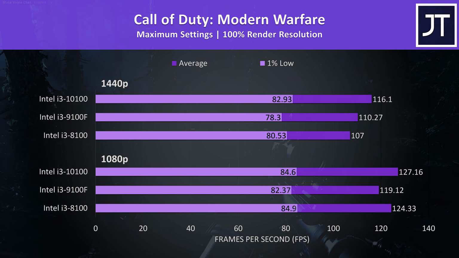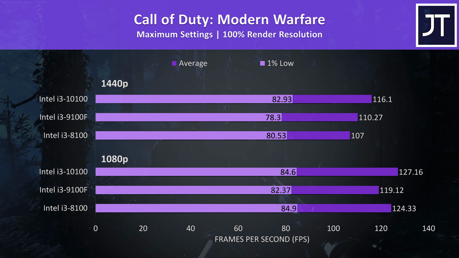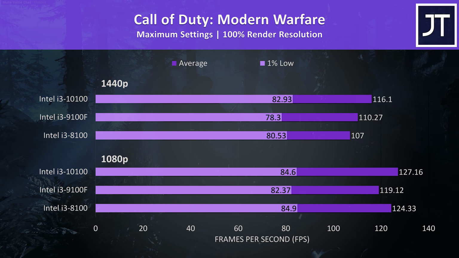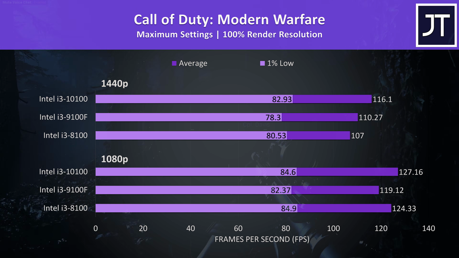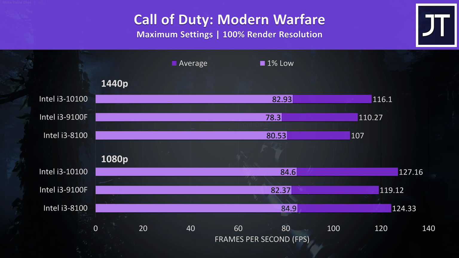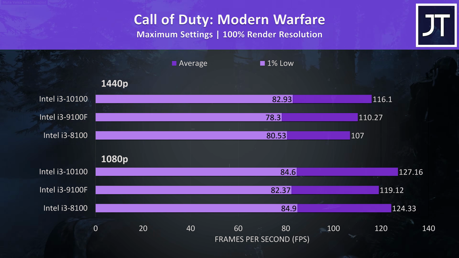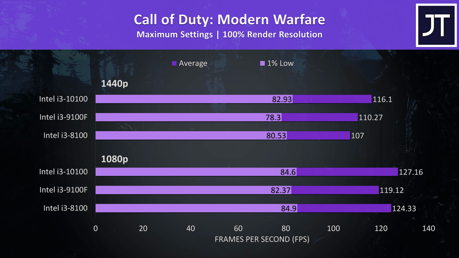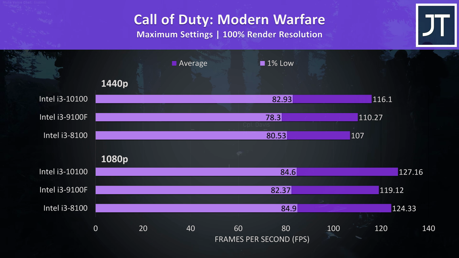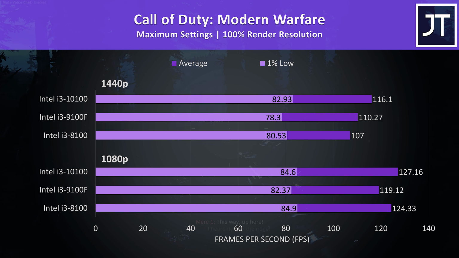Call of Duty Modern Warfare was tested in campaign mode, and at 1080p the results were a little inconsistent, as seen by the 9100F coming in a little behind the 8100. This was also noted in the 1% low performance at 1440p, however this time the average FPS was ahead of the 8100. But either way, there are no major differences in this game between these three i3 processors.